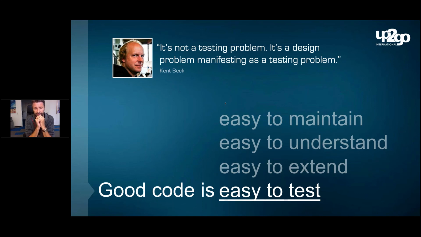And as Kent Beck, I think everybody knows him, inventor of JUnit and author of many great books, says, it's not a testing problem, it's a design problem manifesting as a testing problem. And this is really something you see in code. If code is hard to test, if it's not well structured, if you have long classes, intermingled procedures instead of small objects, testing code is really hard. So if your code is not good to test, something is wrong with your code.